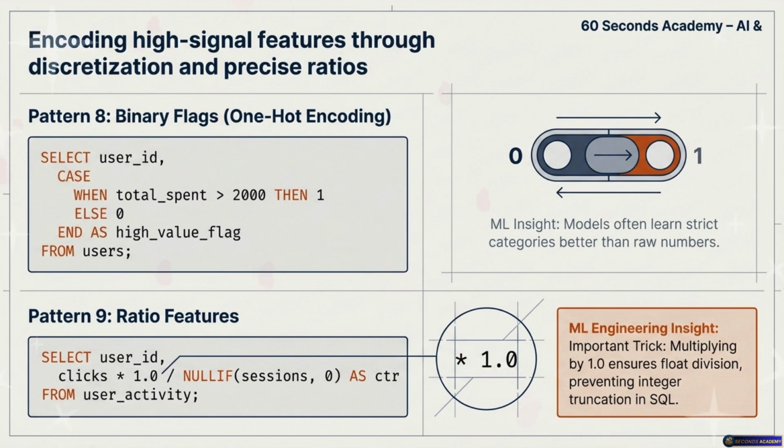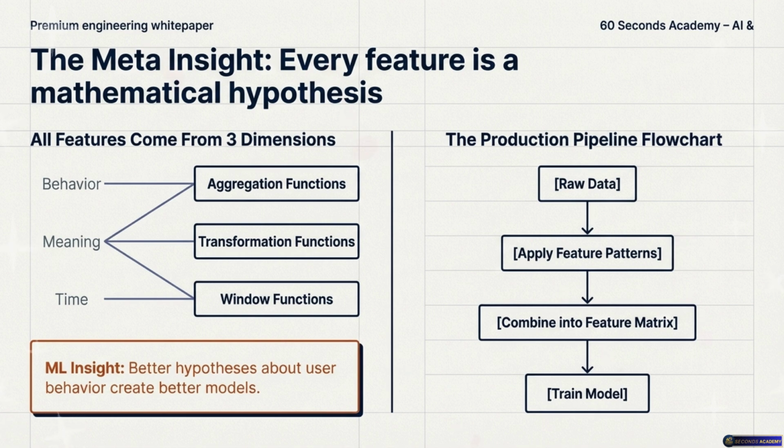If we zoom out and look at the matrix of everything we've discussed, we arrive at what the playbook calls the meta-insight. You noted earlier that all 10 of these features fundamentally come from just 3 dimensions of data manipulation. Yes. If you grasp this meta level, you don't just memorize 10 patterns. You can engineer anything. First, you have behavior, which we capture through aggregation using SQL functions like sum and count. Second, you have meaning, which we capture through transformation, like our case when binary flags or our click-through ratios. And third, you have time, which we capture through window functions like lag or our rolling averages. Aggregation, transformation, and window functions. That's the holy trinity of SQL for machine learning.